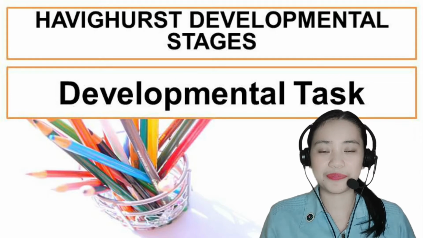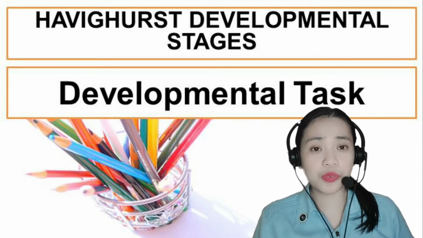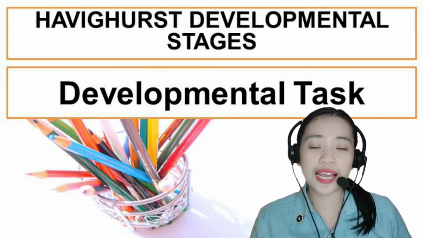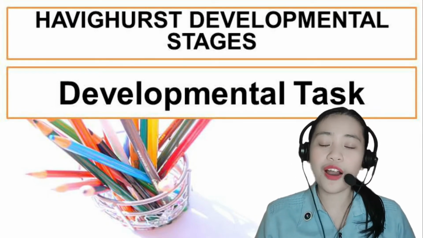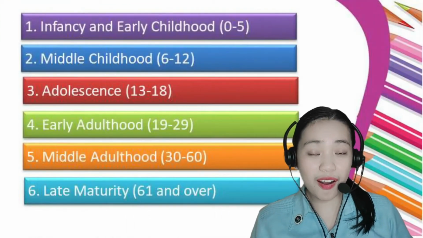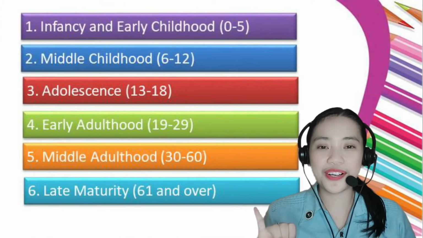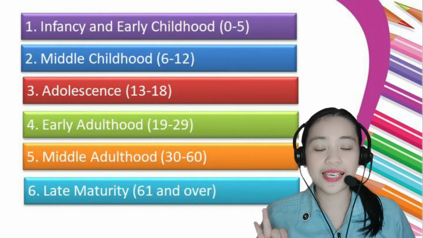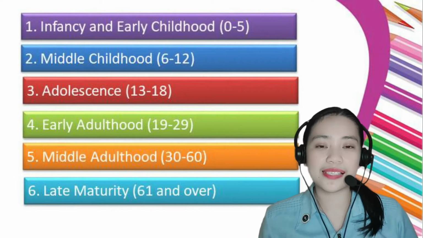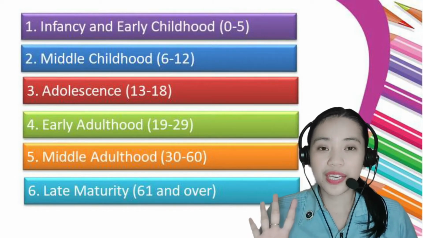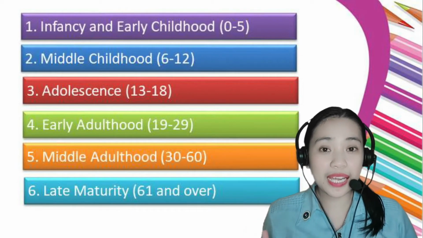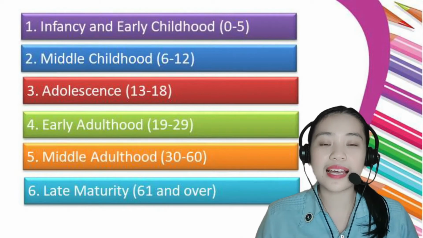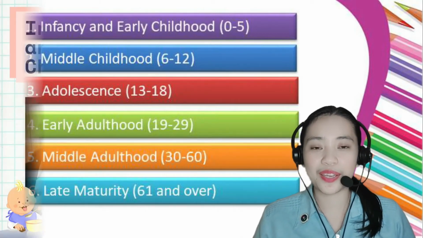Developmental stages. Robert Havighurst proposed a list of common critical developmental tasks categorized into 6 stages of development. These are: first, infancy and early childhood, 0 to 5 years old. Second, middle childhood, 6 to 12. Third, adolescence, 13 to 18. Fourth, early adulthood, 19 to 29. Fifth, middle adulthood, 30 to 60. And sixth, late maturity, 61 and over.